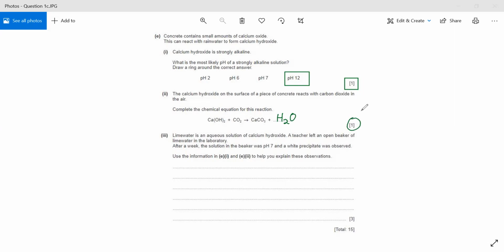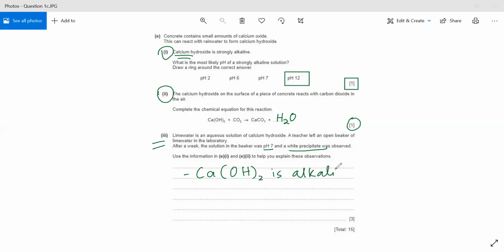And then finally, limewater is an aqueous solution of calcium hydroxide. A teacher left an open beaker of limewater in the laboratory. After a week, the solution in the beaker was pH 7 and a white precipitate was observed. Using information in E1 and E2, we can answer this question. In E1, they had already told us that calcium hydroxide is alkaline.